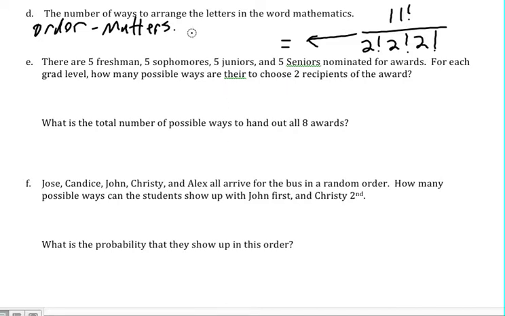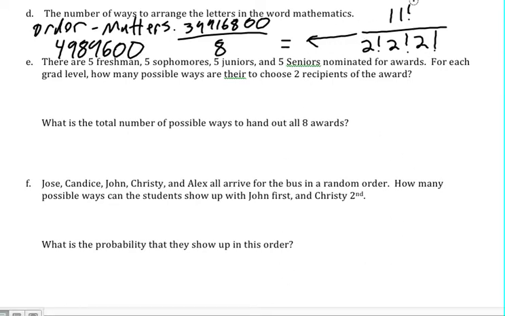11 factorial is a pretty large number, 39,916,800. And then 2 factorial, 2 factorial, 2 factorial. That's really going to be 2 times 2 times 2. So that's 8. So we divide that total by 8. Our final answer for this value is going to be 4,989,600.